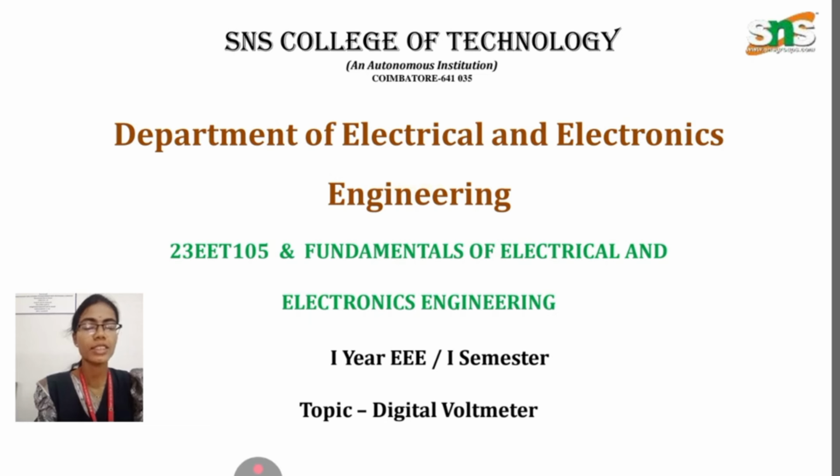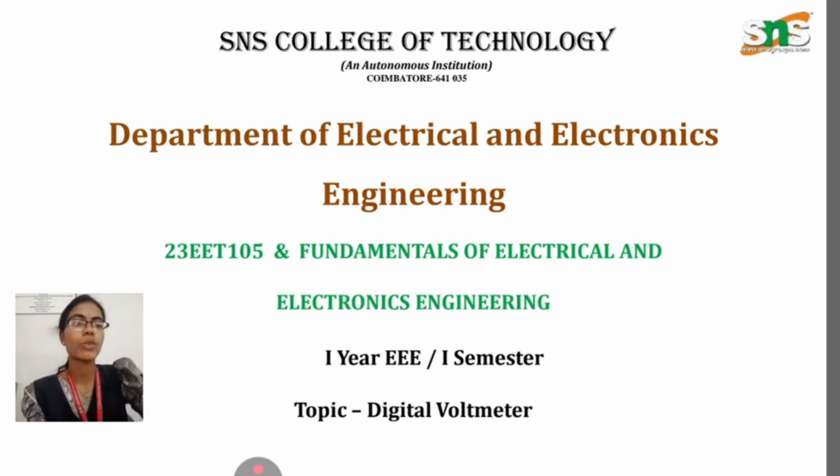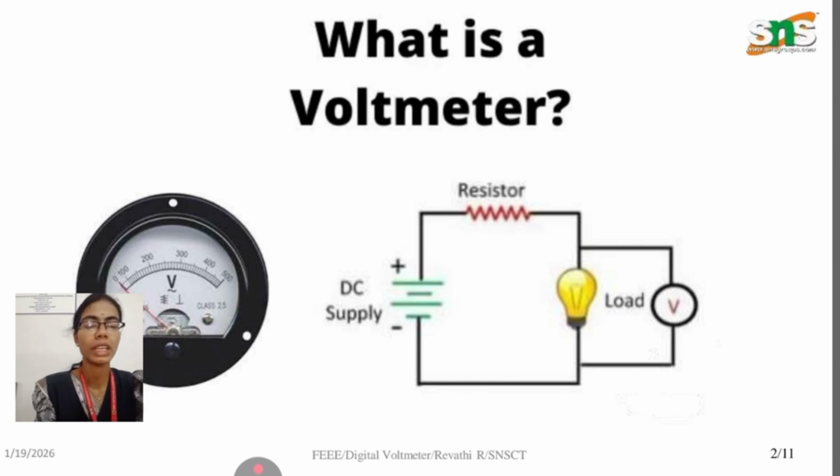In this lecture series video of Fundamentals of Electrical and Electronics Engineering, today's topic is the digital voltmeter. We already know what a voltmeter is. Connecting a resistor or bulb load across a DC supply glows the bulb, and connecting a voltmeter across the bulb or any other load measures its exact voltage value. The device which is used to measure the voltage across the load is called a voltmeter.